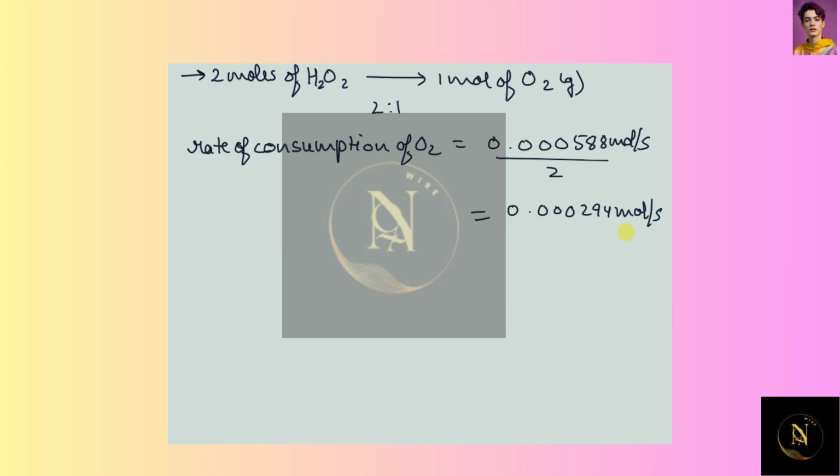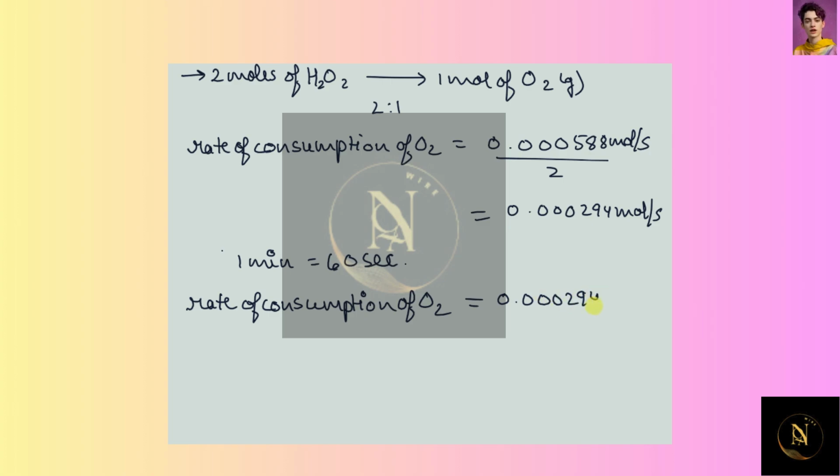Now finally we can convert the rate of O2 from mole per second to mole per minute. Since 1 minute consists of 60 seconds, the rate of O2 in mole per minute is equal to, in mole per second it is 0.000294 mole per second, and here we'll multiply it by 60 seconds in 1 minute.